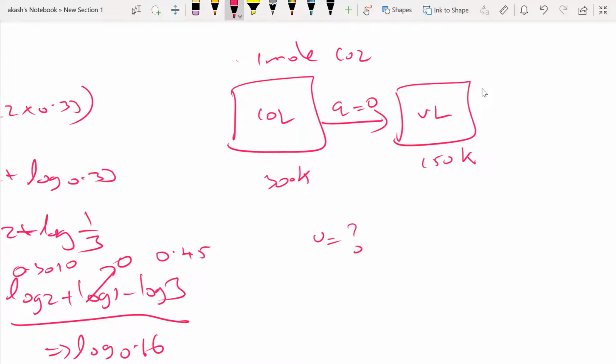Right. Can someone tell me what all you can understand from this diagram? What are the things you'll recover from this diagram? Sir, I think the gas is getting expanded under constant temperature. Under constant temperature? No, temperature is changing. The clue is this.